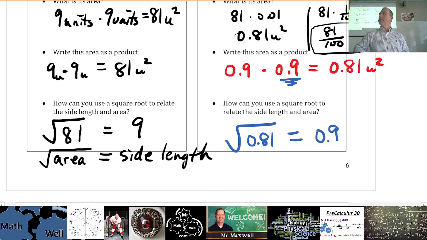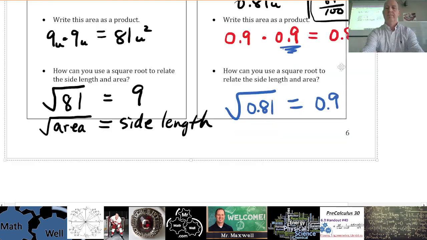Okay? Yeah. I have a question. For the top where we were finding the area, why didn't we just take like one square?